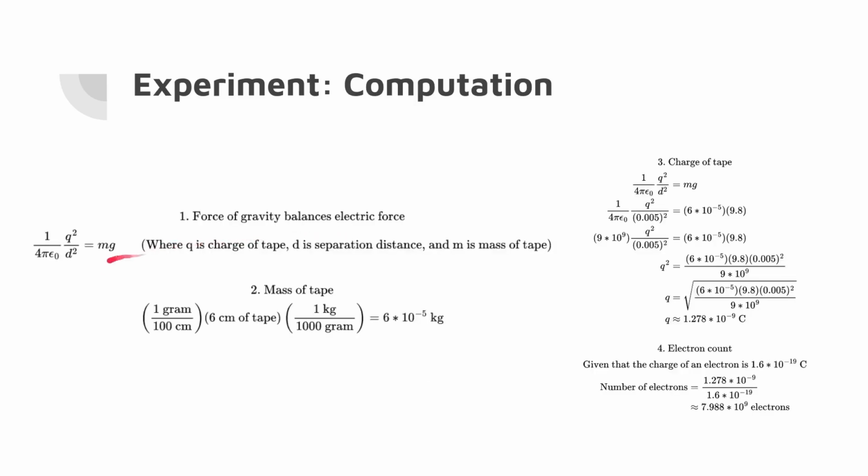So here we have the actual computation being performed. This is the equation we use to find the charge of the tape. This is how we find the mass of the tape. And then we solve using these given quantities for the charge of the tape, which we find to be about 1.278 times 10 to the 9th coulombs, and we can just divide that by the charge of an electron to find the number of electrons that are on each tape.